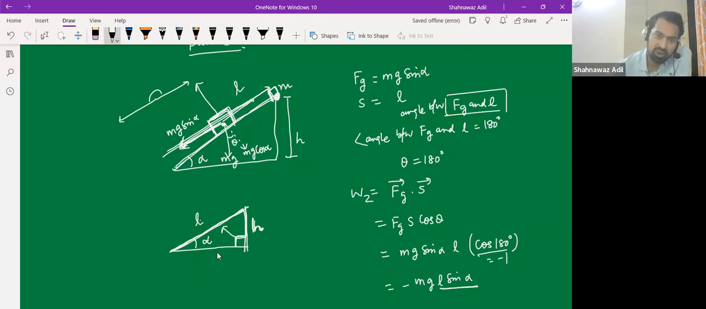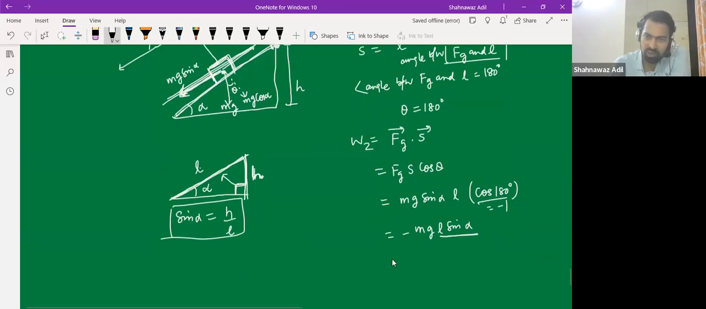So sine alpha would be how much in this case? H by L. Good. So H by L. So put this value in here, right? So what will we get? We'll get mgh and H by L. So this will cancel and we'll get minus mgh.